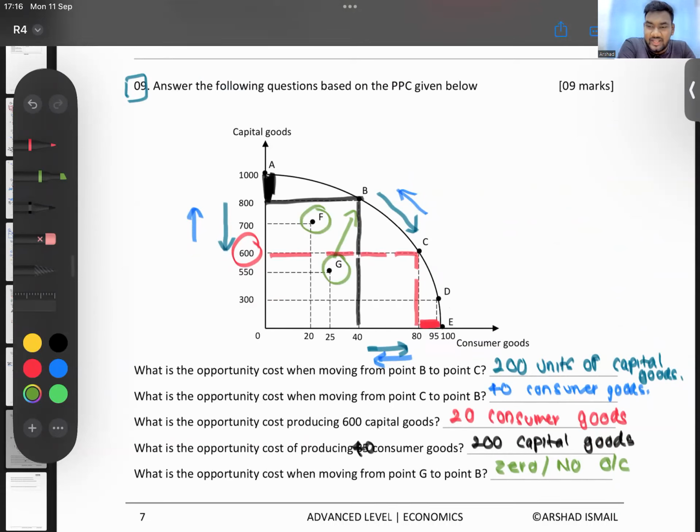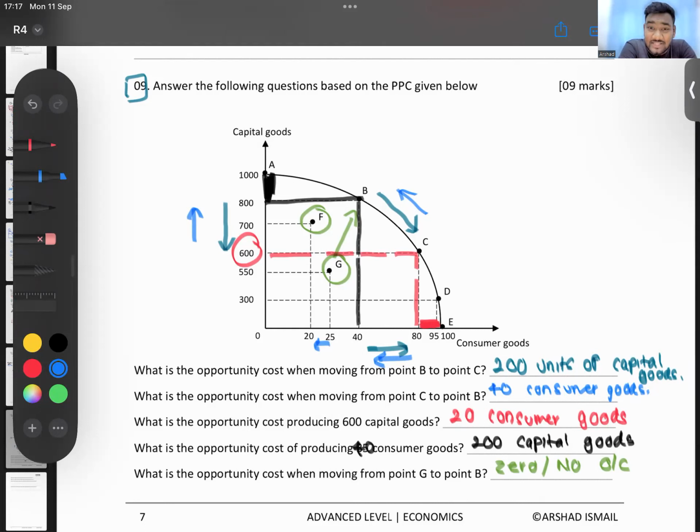Now, when you're going from G to F, you're increasing capital goods from 550 to 700. You're sacrificing consumer goods by 5. So can I say my opportunity cost is 5 consumer goods when I'm going from G to F? Think, when I'm going from point G to point F, I'm increasing capital goods from 550 to 700, reducing consumer goods from 25 to 20. So my question is, can I say that the opportunity cost is 5 consumer goods?